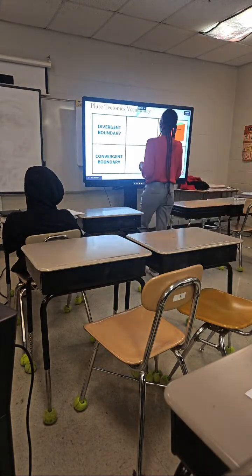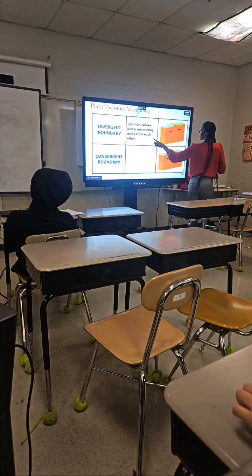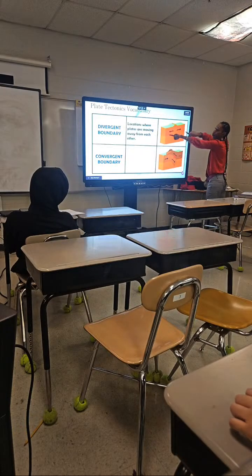Okay, a divergent boundary is the location at which the plates are moving away from each other.